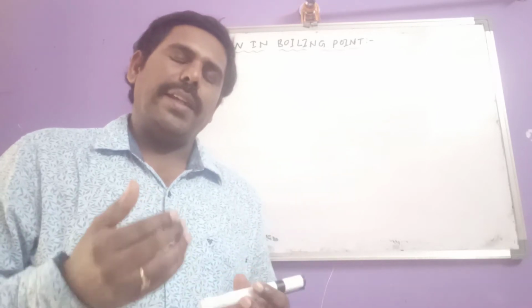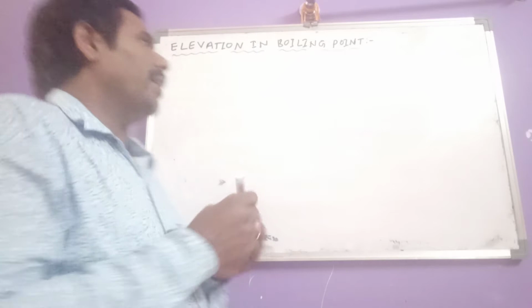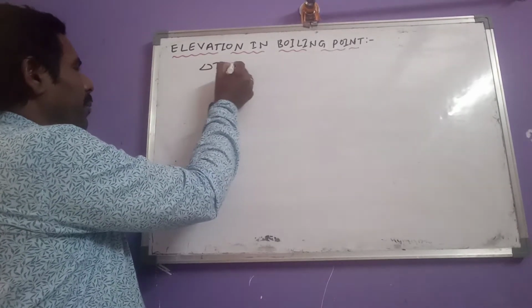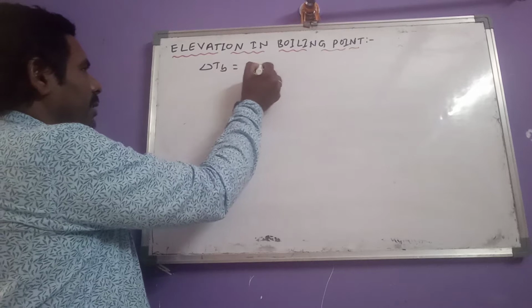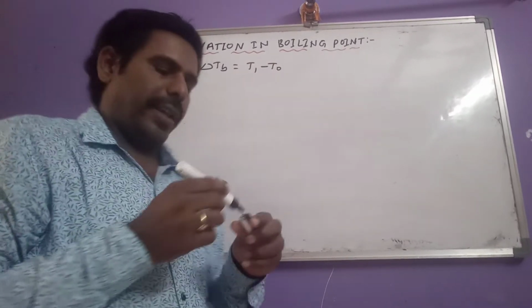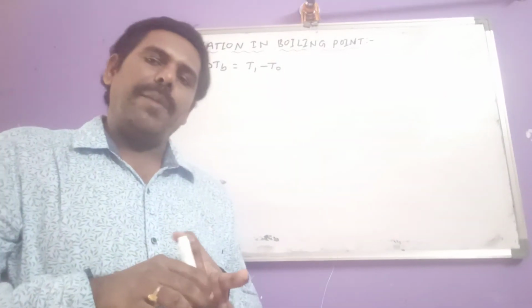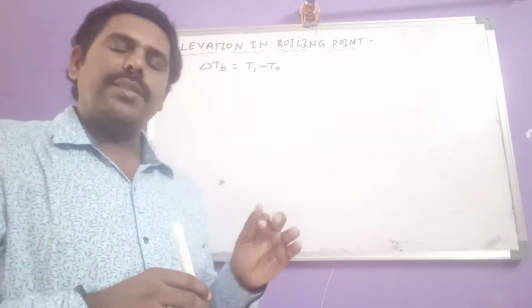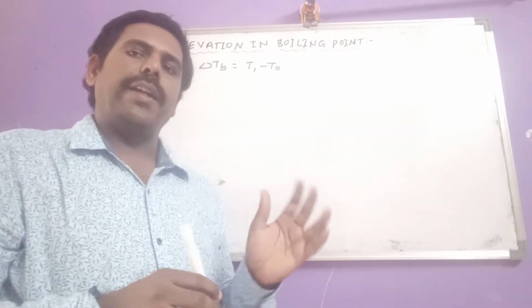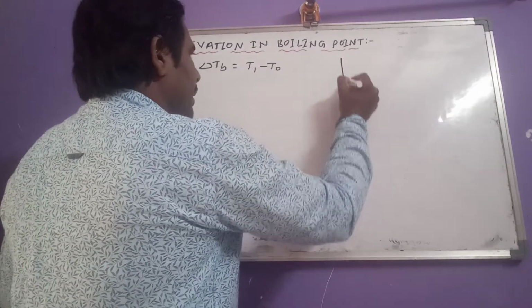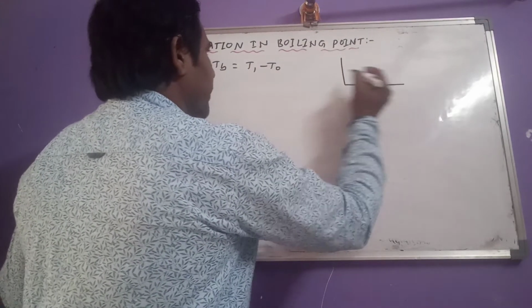Now that is indicated with delta TB. Delta TB means elevation in boiling point, and that is T1 minus T0, where T1 is the boiling point of the solution and T0 is the boiling point of the solvent. Okay, then we can represent it with a graph here.